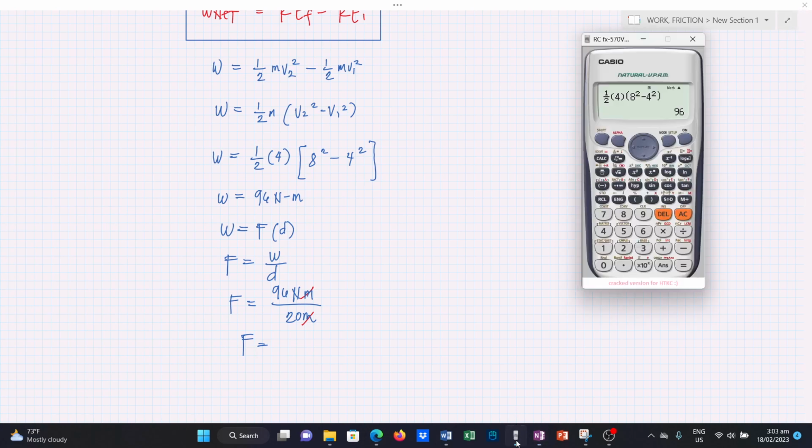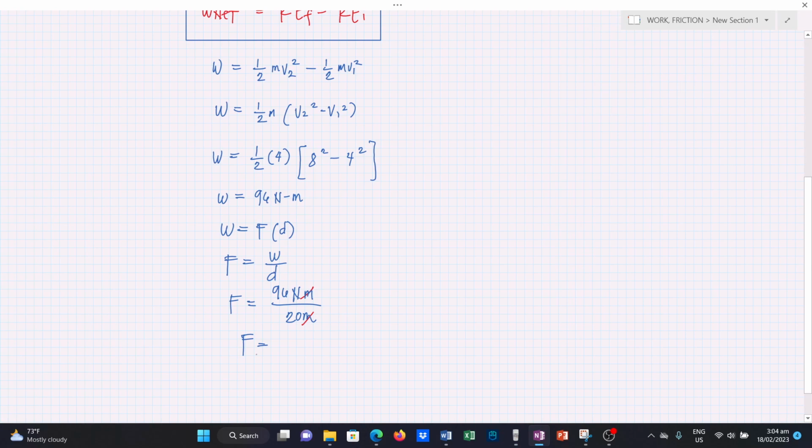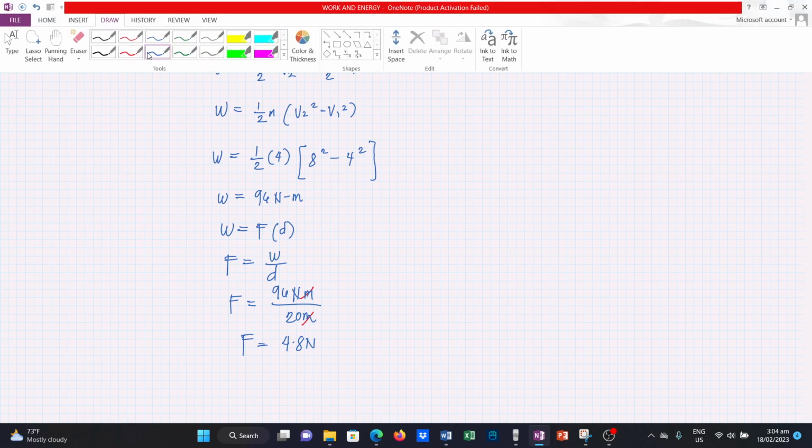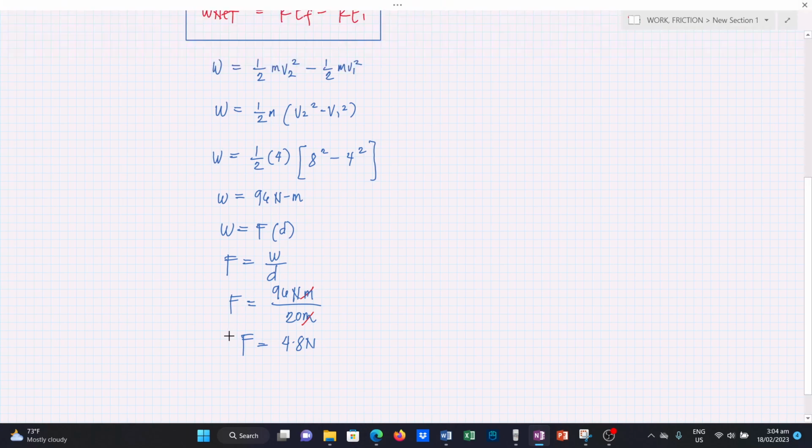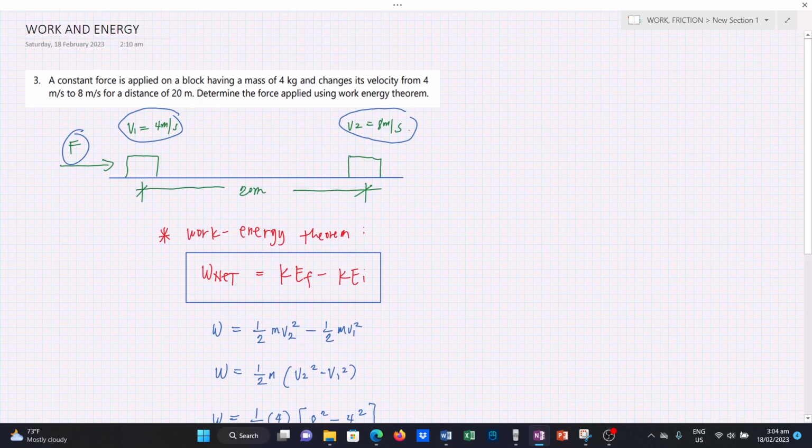Pagka nagsasolve kayo, class, tapos na-type nyo na yan, pwede nyo na agad i-divide. Then yung lalabas agad dyan answer. Answer divide 20. Therefore, makukuha natin is 4.8 newtons. Ito na, class, yung pinapahanap sa atin na force na in-exert dun sa object para magkaroon ng change in velocity from 4 meters per second naging 8 meters per second.